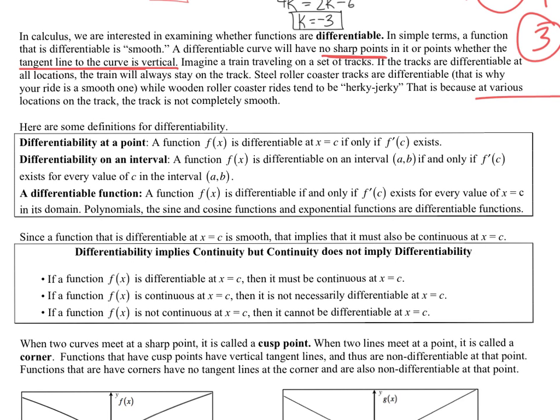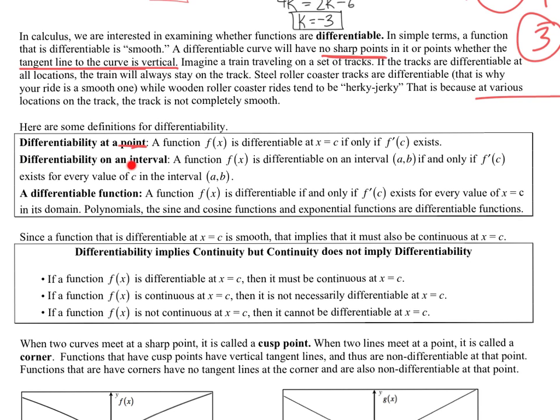Okay? And you can read the roller coaster example on your own. So here are some definitions for differentiability. Differentiability at a point, at a specific point. A function is differentiable at x equals c if and only if the derivative exists when you plug in c. So f prime of c must exist in order for the function to be differentiable at a point.